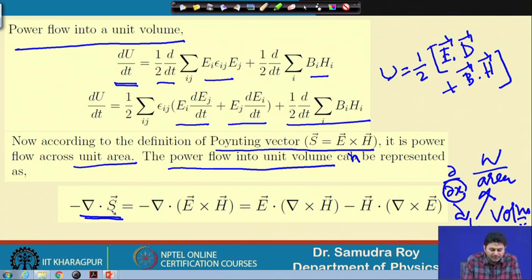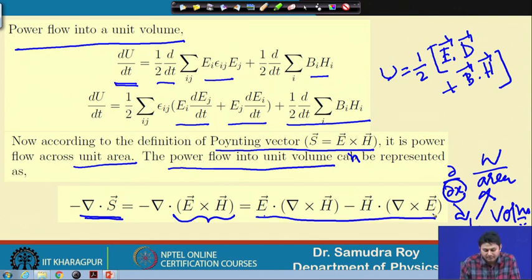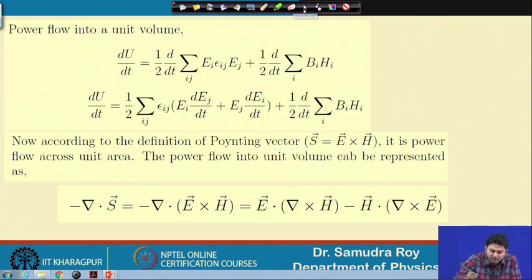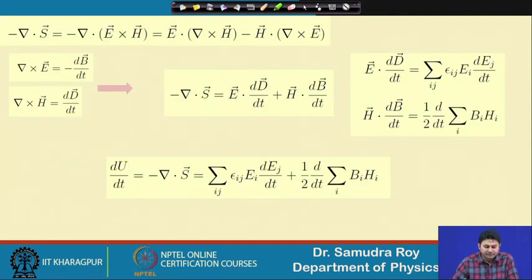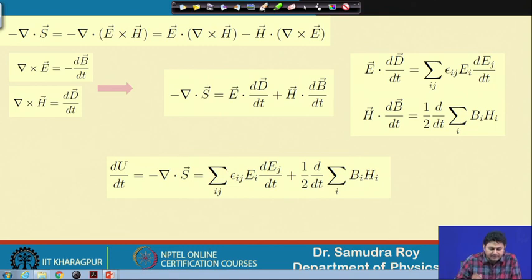Now, S can be represented in terms of E and H, and when I write E and H, then I can write this vector identity in this simple way. Grad dot E cross H can be represented in this way. This is a standard way to represent the grad, we know that. Then in the next slide we have the same expression that we have shown.